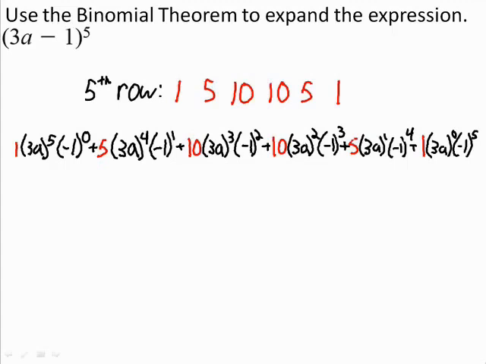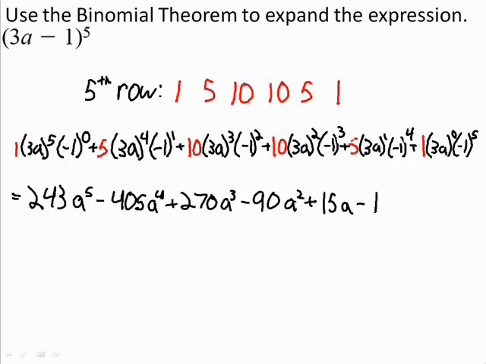1 times 3a to the 5th power times negative 1 to the 0th power, plus 5 times 3a to the 4th power times negative 1 to the 1st power, plus 10 times 3a cubed times negative 1 squared, plus 10 times 3a squared times negative 1 cubed, plus 5 times 3a to the 1st power times negative 1 to the 4th power, plus 1 times 3a to the 0th power times negative 1 to the 5th power. The power the 3a is raised to decreases by 1 each time, and the power that negative 1 is raised to increases by 1 each time.